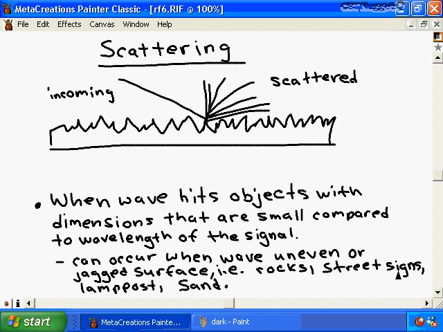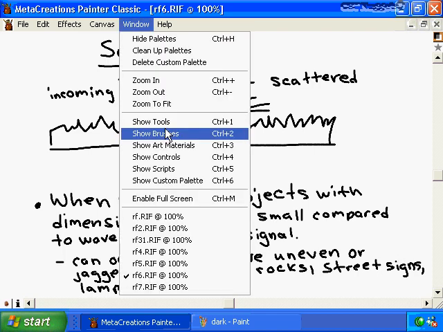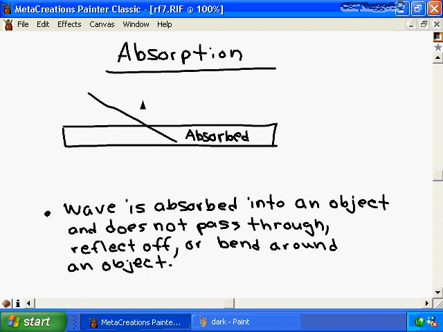And also, there are instances when a radio wave strikes an object and it might be absorbed into the object that it's striking. So if we bring up another whiteboard here, we can see that this incoming radio wave hits this type of material where the material doesn't allow the radio wave to pass through it, reflect off it, or bend around it. It simply absorbs the radio wave into the material of the object. And as a result, this type of behavior is simply referred to as absorption.